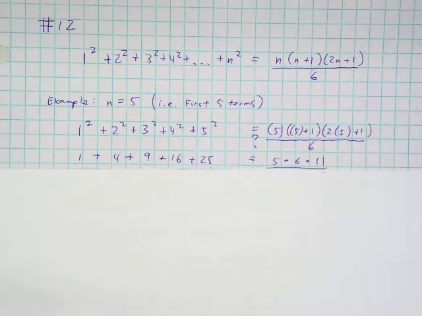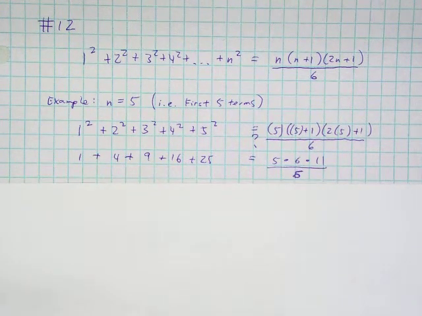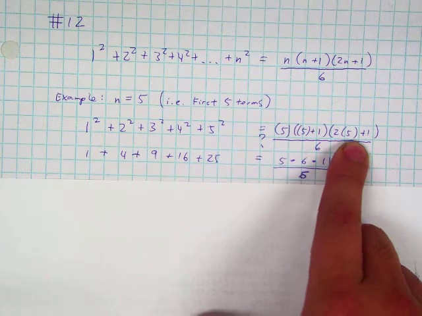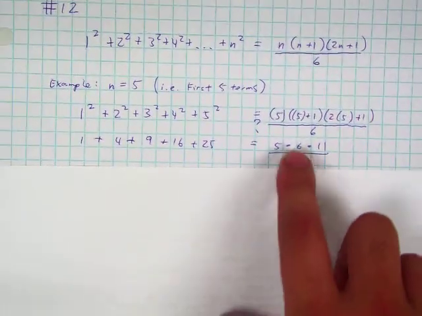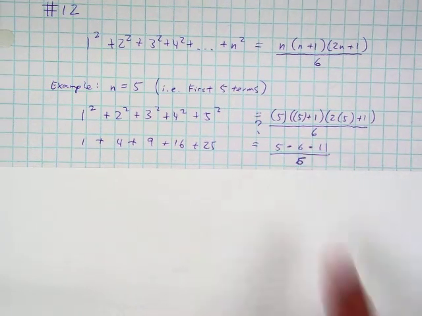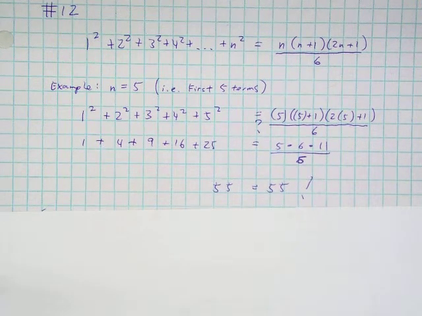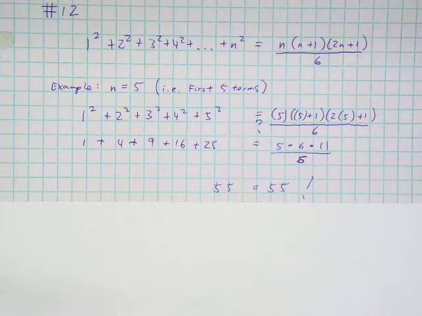Well, you add up all the numbers. That's 5, that's 6, that's 11. That's how I got all those numbers. You add them all up. The left side is 55. And these 6's cancel out, so the right-hand side is also 55. So the formula works. Hopefully that gives you a little bit more intuition on what's going on. If I add up the first 5 terms of this sequence, it's 55. And if I also use the formula, it also equals 55.